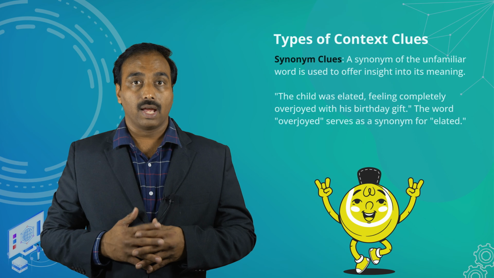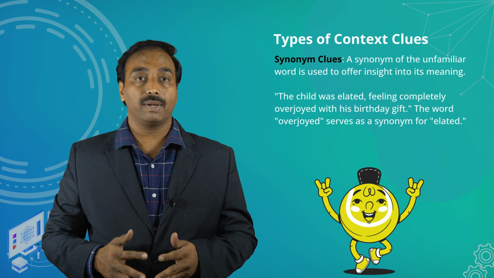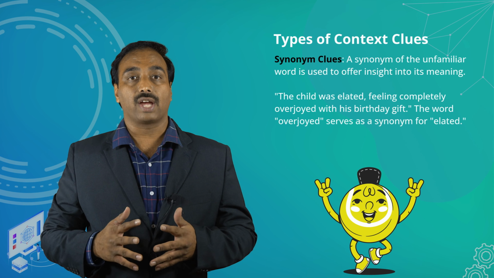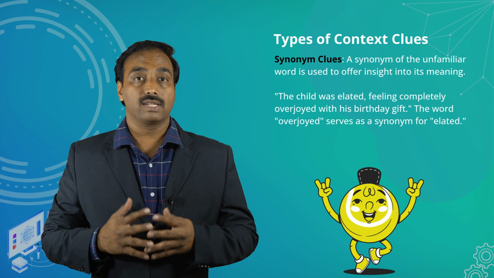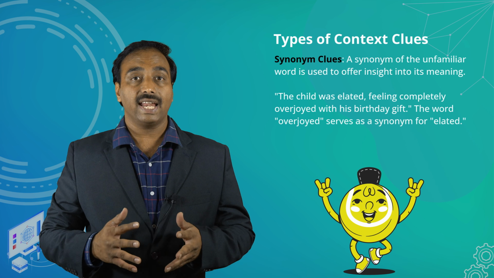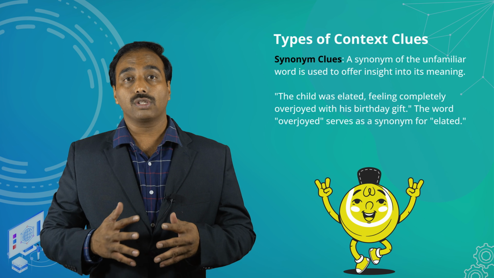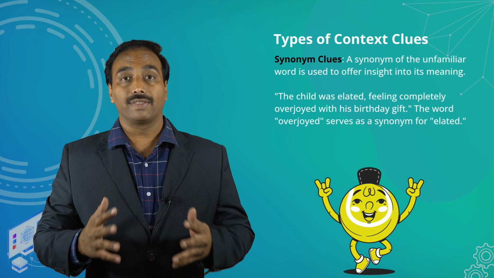Synonym clues. A synonym of the unfamiliar word is used to offer insight into its meaning. For example, the child was elated, feeling completely overjoyed with his birthday gift. The word overjoyed serves as a synonym for elated. Another example, the coach does not allow taunting, so don't let her hear you making fun of the other team.